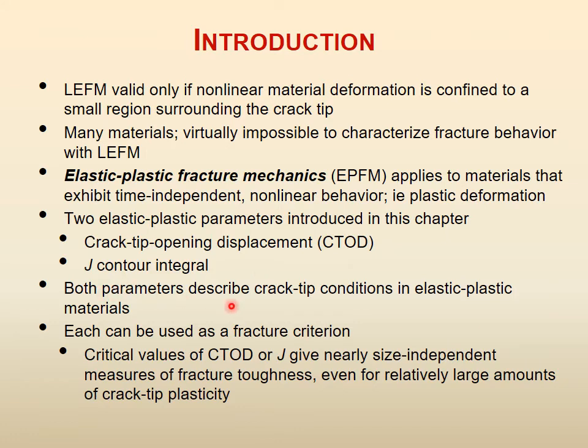Both these parameters describe crack tip conditions in elastic plastic materials, just like we had K1 and G in LEFM. So we have CTOD and J integral. Each can be used as a fracture criterion. Critical values of CTOD or J give nearly size independent measures of fracture toughness, even for relatively large amounts of crack tip plasticity, right? So using CTOD or the J integral, we can define the fracture toughness of an elastic plastic material, not a linear elastic material with a very small amount of plasticity, right?